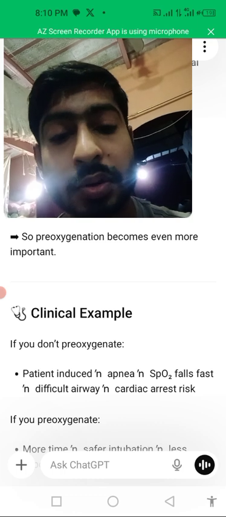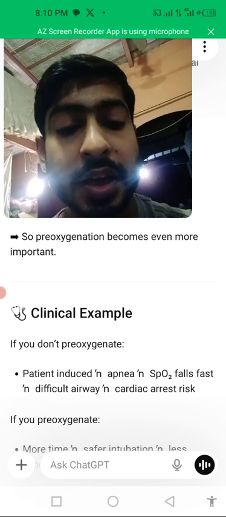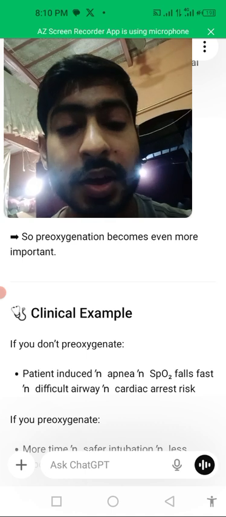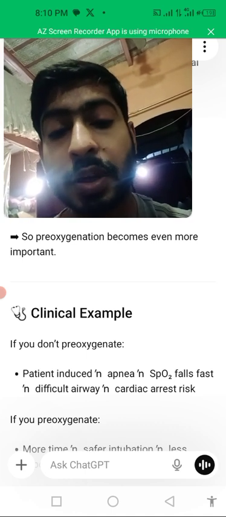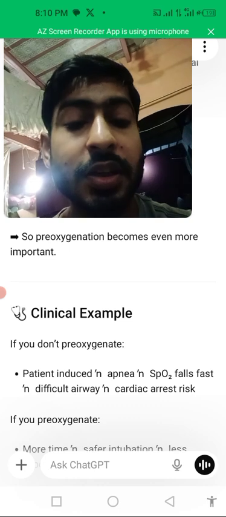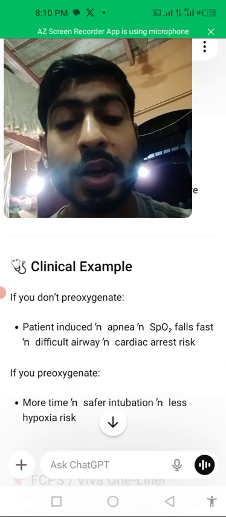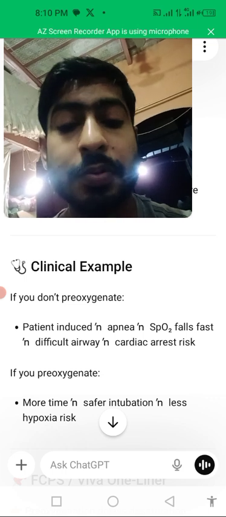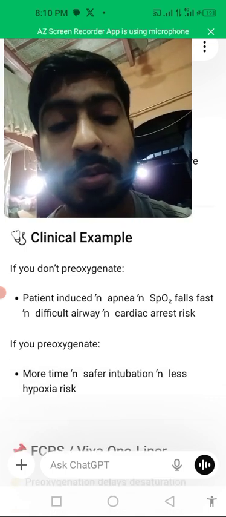If we do not do pre-oxygenation, the patient will have rapid apnea, and saturation will fall. In difficult intubation, it is very difficult to intubate because rapid desaturation can happen, and there is a risk of cardiac arrest. So pre-oxygenation is very important for buying more time for safer intubation after giving neuromuscular relaxants or neuromuscular blockers.